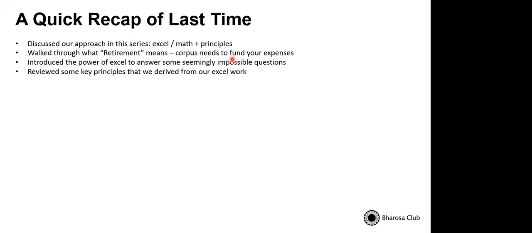So we walked through what retirement means. Simply, it's when you rely on your corpus to fund all of your expenses. You no longer have an active source of income. We also introduced how Excel can be used to answer some really difficult questions. We walked through a couple of examples around using the present value formula and the PMT formula. You can check out last session again and download the Excels to go through those formulas. And we reviewed some key principles that we derived from that Excel work.